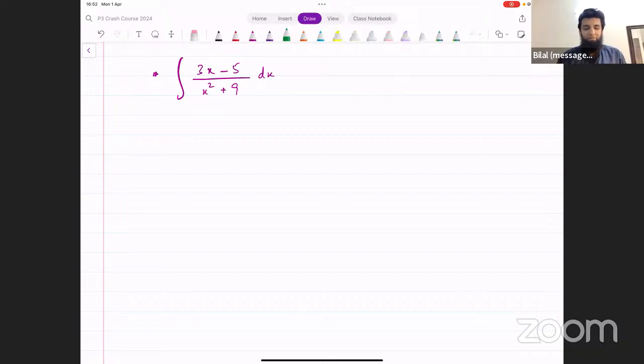Yes, Abdullah? Yes, sir. Can't we take minus 5 outside? How can you take minus 5 outside? So I understand what you mean. If it was like this, 5 into 3x divided by x squared plus 9, then you could write this 5 outside when it was multiplying. It's being subtracted here. We can't write this outside. How would you write it outside the integral?